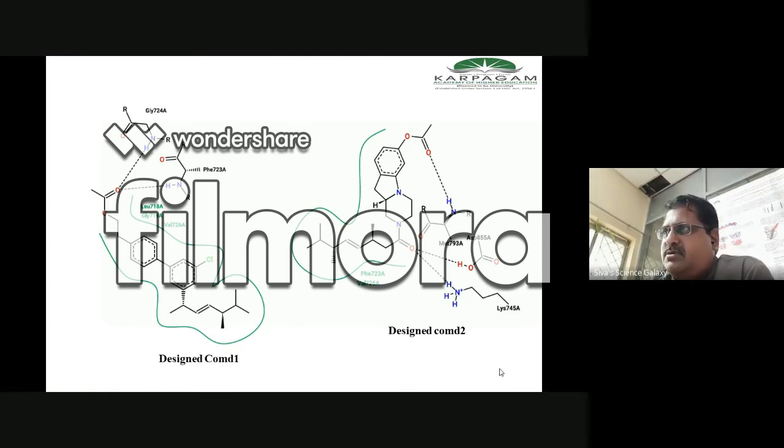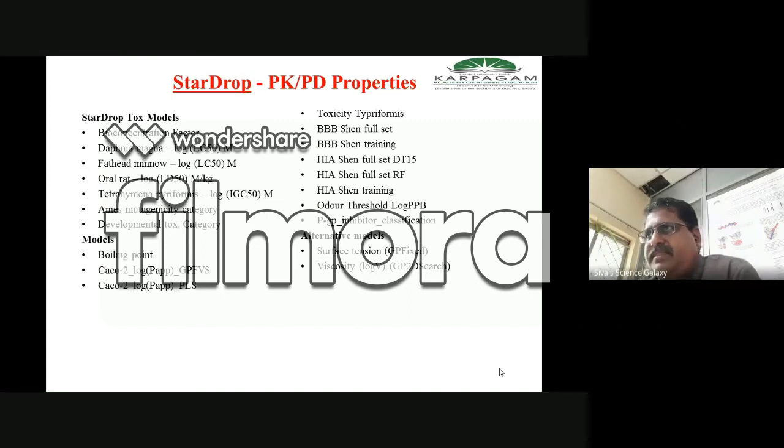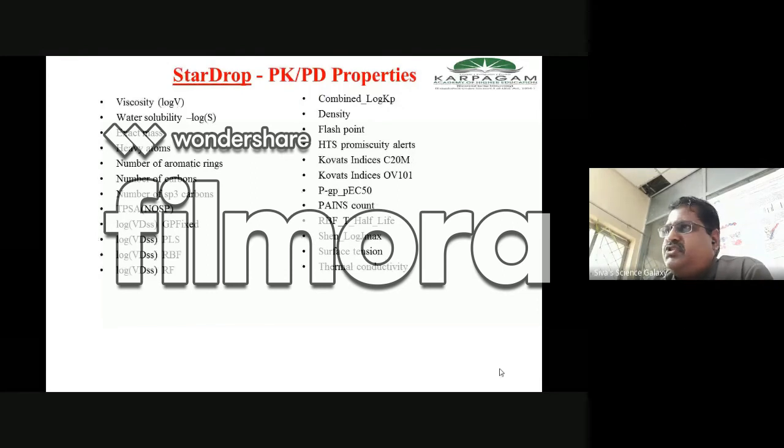Okay, let's move on. Now I come to StarDrop. StarDrop is a tool which can be used to predict the PK/PD properties. There are tons of properties that can be predicted, so I have mentioned a few of them. You can take a screenshot if you want, and you can think about it. Most of these properties, as pharmacy students, you know very well. BBB is the blood-brain barrier, HIA is human intestinal absorption, and efflux parameters, and some kinds of inhibitors, and other structural parameters you can see here.